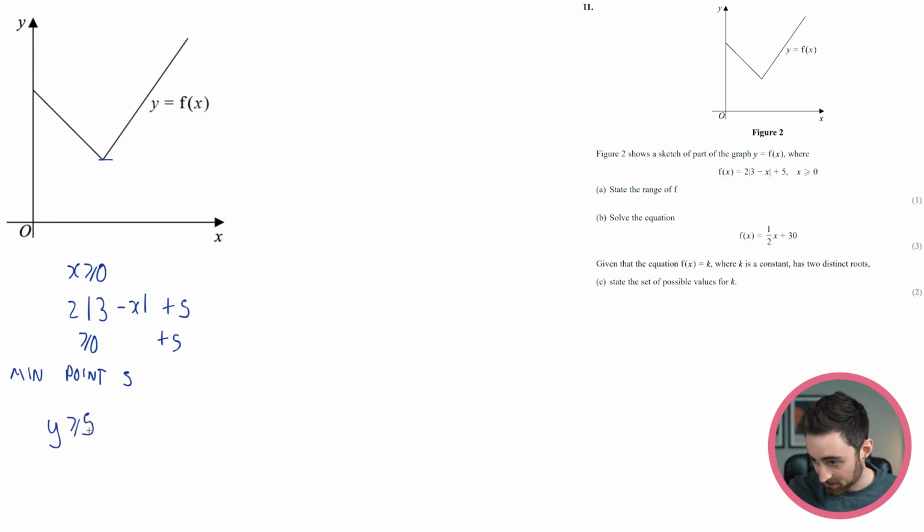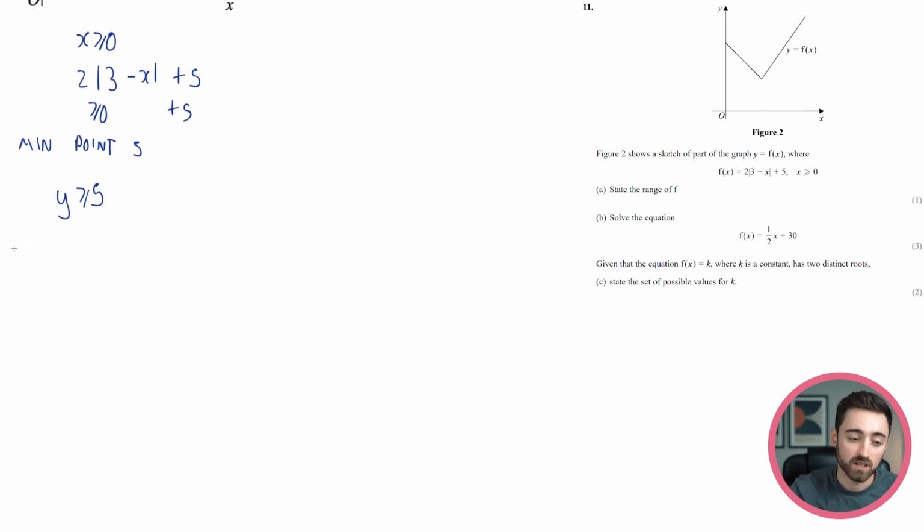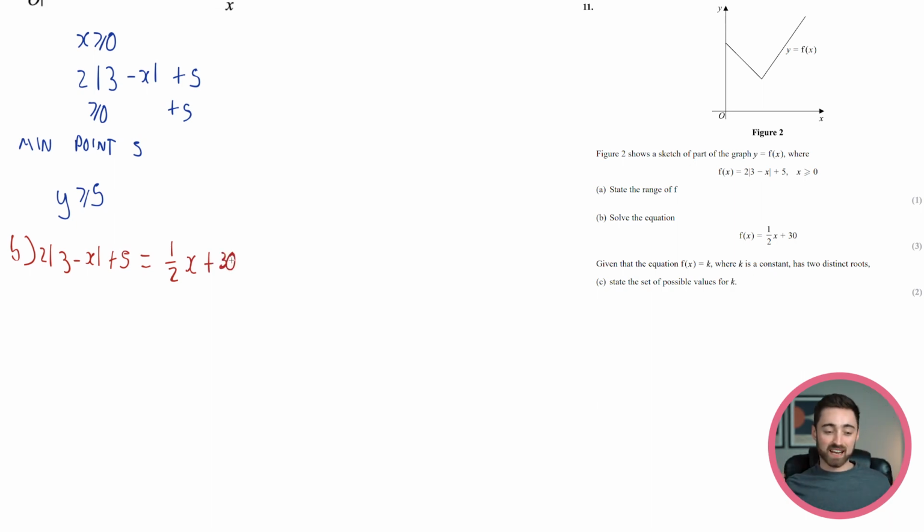Solve the equation f of x equals a half x plus 30. Okay, so the equation that we're trying to solve is the following: 2 multiplied by the modulus of 3 minus x, plus 5, is equal to a half x plus 30. Now, I always like to have a bit of a step back here. There's a few ways of solving standard modulus equations. A way that I like to do it is I separately solve the positive version and the negative version of the modulus.